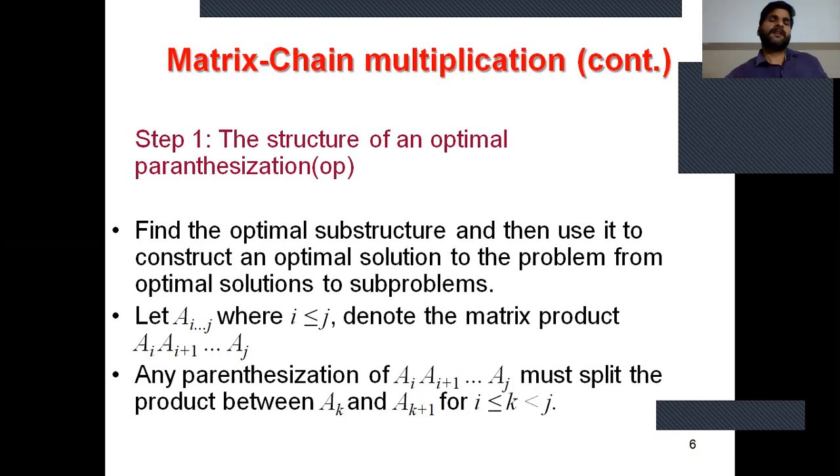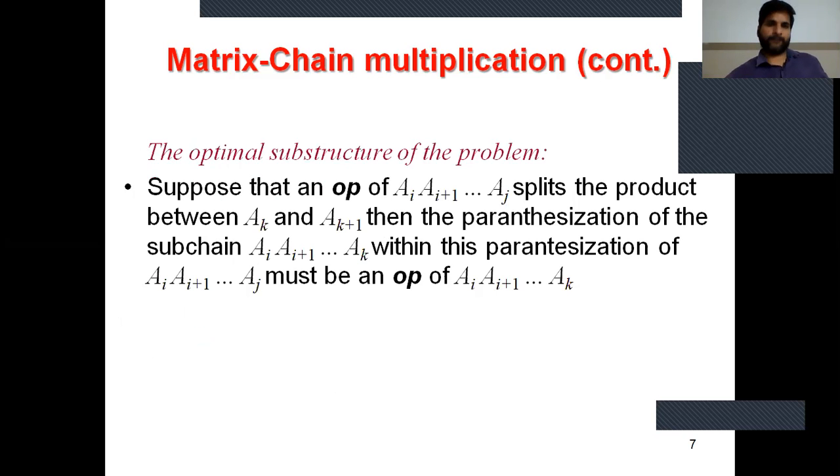So step one is the structure of an optimal parenthesization. Find the optimal substructure and then use it to construct an optimal solution to the problem from optimal solutions to the subproblems. Let Aij, where i is less than or equal to j, denote the matrix product Ai Ai+1 ... Aj. Any parenthesization of Ai Ai+1 ... Aj must split the product between Ak and Ak+1 for i less than or equal to k less than j.